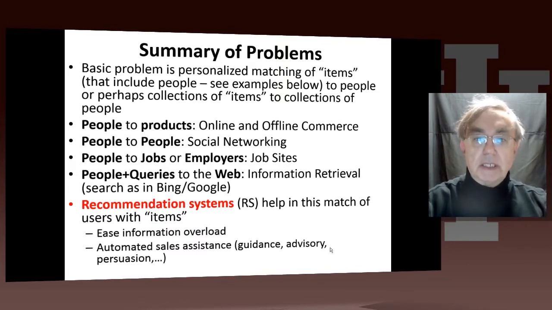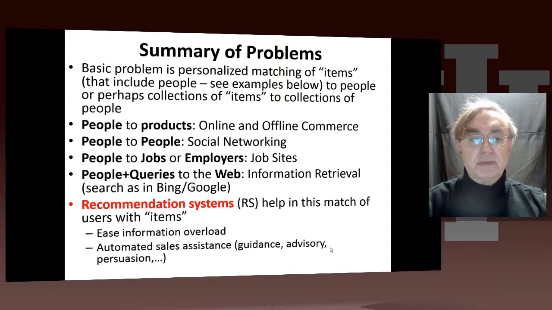It's the personalized matching of items that include people. That's LinkedIn, which is matching people to people, matching items to people, or perhaps collections of items to collections of people. People to products is online and offline commerce. People to people is social networks, Facebook, LinkedIn, etc. People to jobs or employers are job sites like Career Builder or Monster. People plus their queries to the web, that's information retrieval, which we will discuss later on as a different use case. That's Bing, Google, etc.